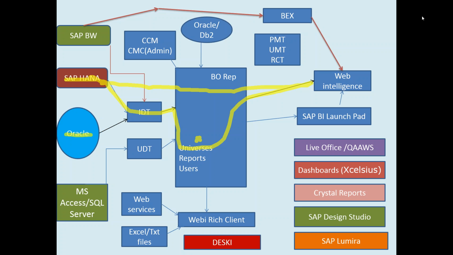Universe is always mandatory there. Also, when you connect to the BW sources, you can create a universe by connecting to the info cubes, DSOs, and multi-providers, and you can develop reports. Here, report means either a Web Intelligence report, dashboards, Crystal Reports, Design Studio, or Lumira, for any of the sources. So either we require a universe or we can directly connect to the SAP HANA system.